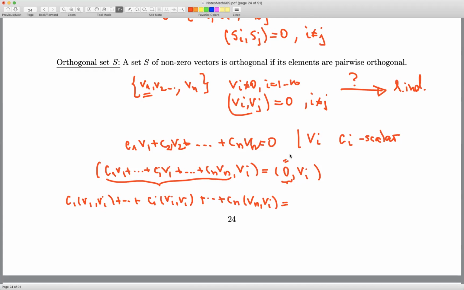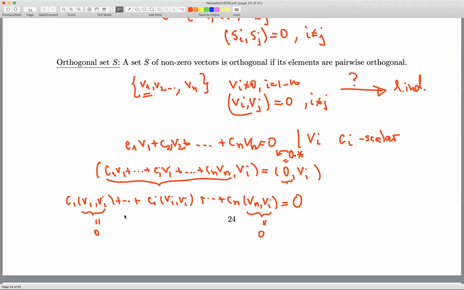This is equal to, we can view this 0 as the 0th element in the vector space. We can view it as the number 0 times any element. And then if we use the linearity, we can pull the 0 out, and we'll have 0 times something, which will be equal to 0. So the inner product of the 0th element in the vector space with any vector is equal to 0. Now we use the fact that the elements in the set are pairwise orthogonal, and therefore this will be equal to 0, this will be equal to 0.